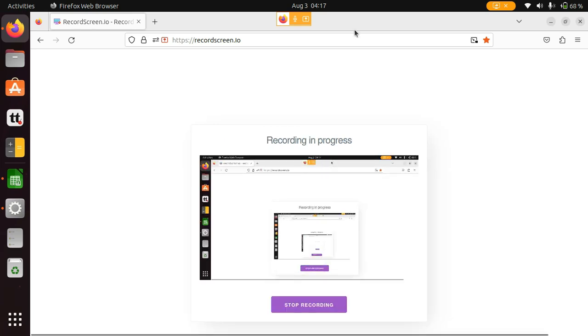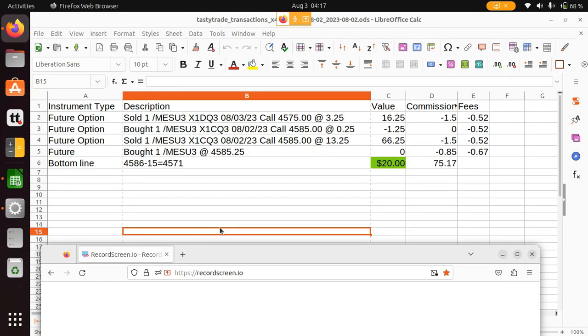Hey traders, I wanted to update you here on the micro ES. Yesterday, I bought it at 45.85 and I sold the 45.85 call. Obviously, that didn't work out too well as the market really tanked yesterday with the US credit downgrade.